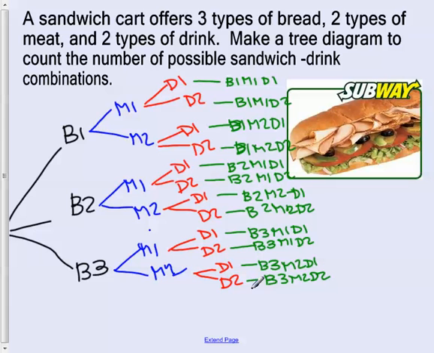So if you look here, there are 12 possible combinations. You don't have to write all of these down. I'd rather you focus on the tree diagram part, but notice that there are 12 options.